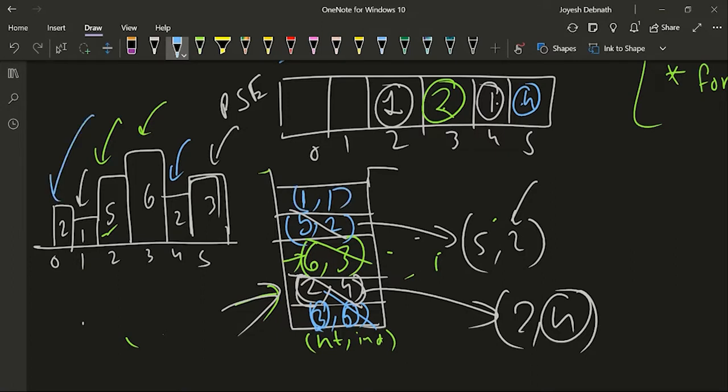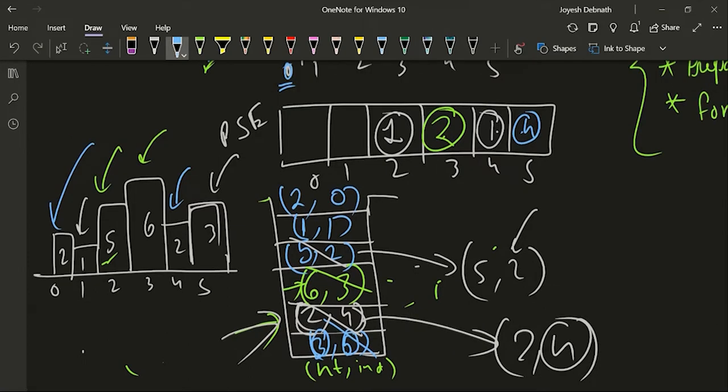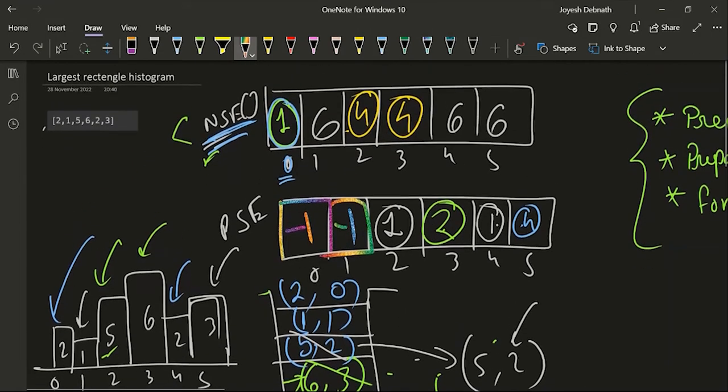Now we go on to the index 2 and we see that the index 2 is greater in height, so we will not pop out, we will enter 2 comma 0. Now whatever indexes are empty, we will just write -1, which denotes that for this particular block there is no element on the left hand side which is smaller than this, so therefore we will enter -1.